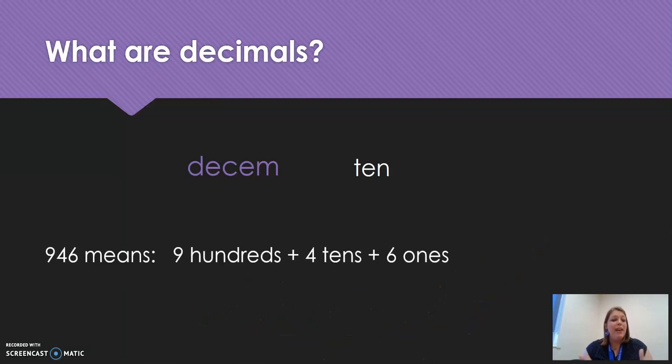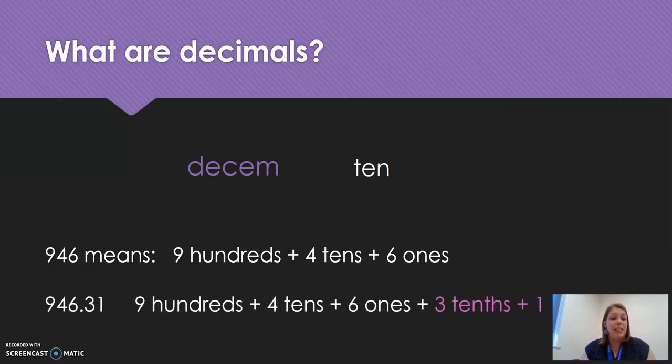If we think about 946, what we're saying is we've got 9 hundreds, we've got 4 tens, and we've got 6 ones. So if we were to add some parts of a whole into this, we could have 946.31. Notice how we don't say 31, it's not a whole number, we're talking about 0.31, so we'd say them as individual digits, or we would say it as the name of a fraction, which we'll be getting to shortly.